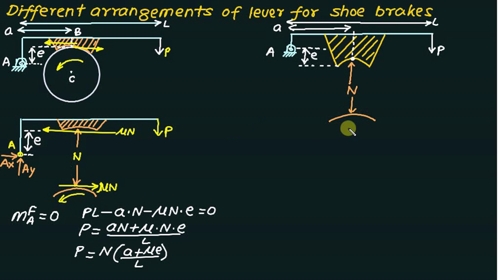The drum is rotating in an anticlockwise direction. So the friction force will act in this direction, and the friction force here will act in this direction. So the difference is that this friction force here is making an anticlockwise moment, whereas this friction force about this point is making a clockwise moment. So that is already making certain braking irrespective of the value of P.